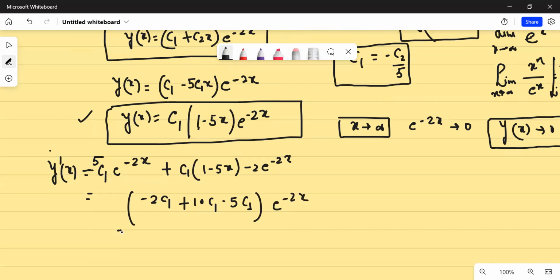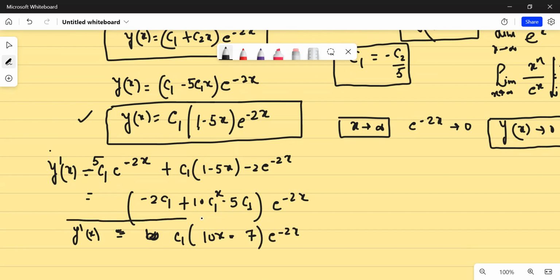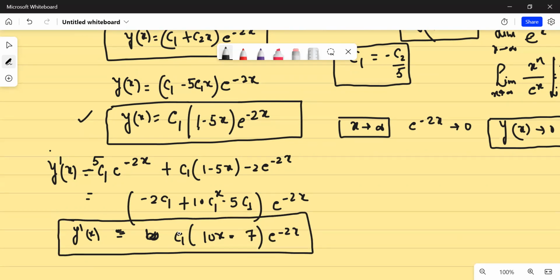So overall, I know that my y dash x is equal to some... there is a mistake. Okay, it becomes 10 c1 x. Take c1 common, it will be like 10x minus 7 times e to the power minus 2x. So your y dash x is equal to this. Is that clear? Now you don't know about the c1.